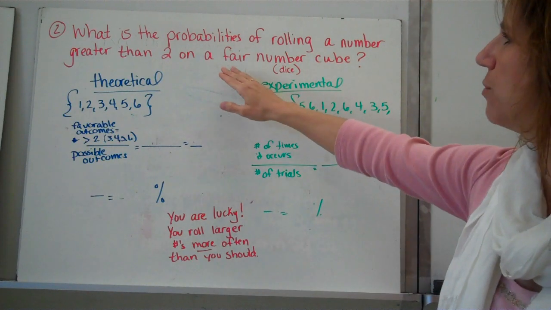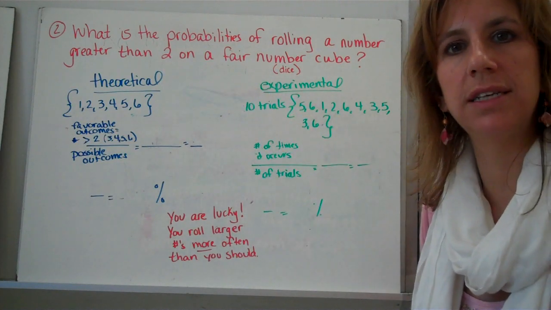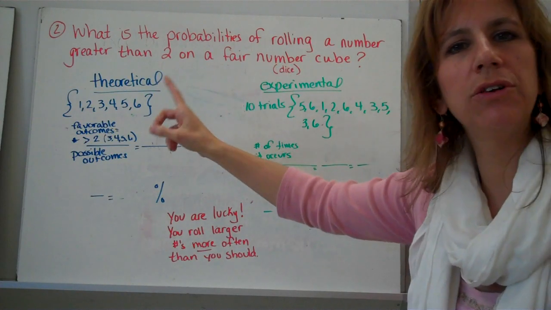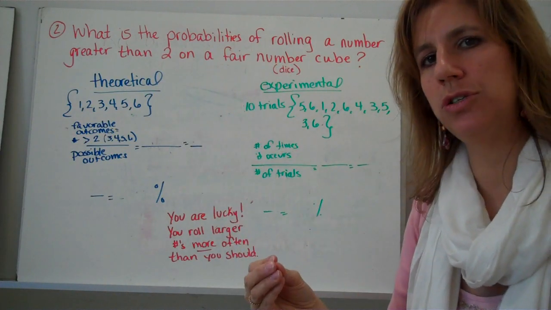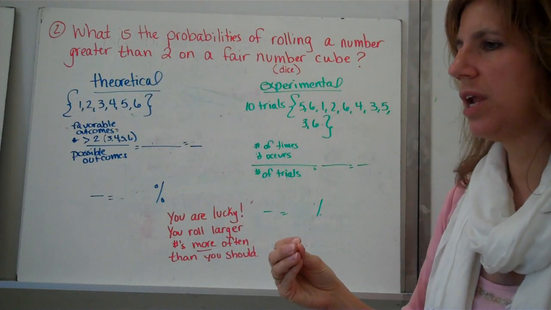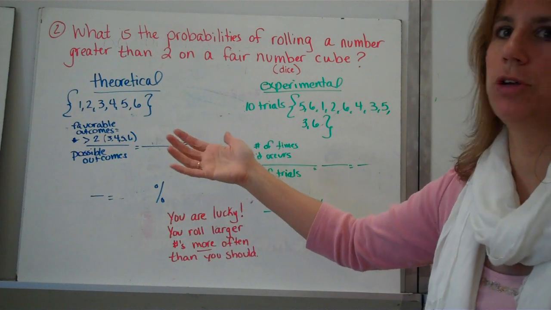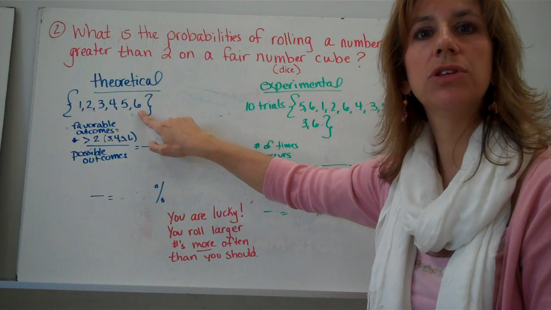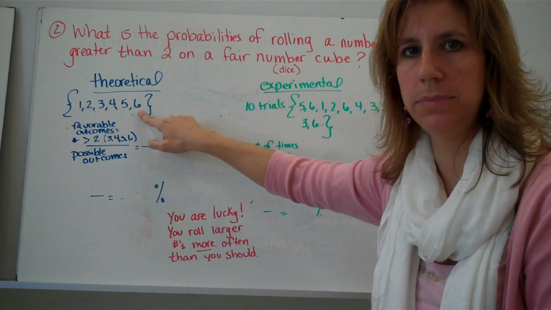All right, we're looking at rolling a number cube, which is the same as a dice. Rolling a number cube and getting a number greater than 2. Notice greater than 2, right? If we roll the number cube, of course, we can get a 1, 2, 3, 4, 5, or 6, right? These are the possible outcomes.